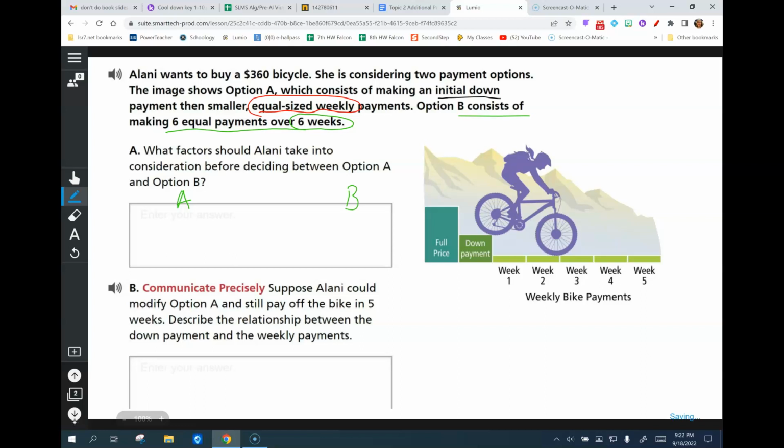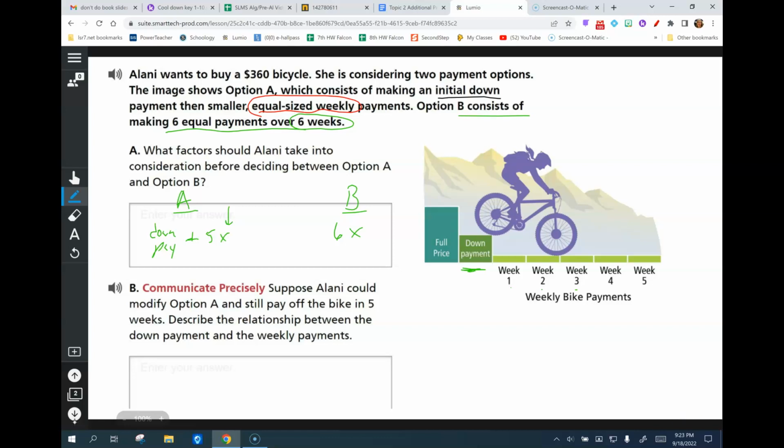Okay, so factors that Lonnie could take into consideration. These are just your opinion, a lot of things. So one, does she have the money to make the down payment? And which one is cheaper? And so you might compare. This one has a down payment. And then how many equal payments until then? So she would have 5 equal payments. We don't know what that payment would be. Whereas plan B has 6 equal payments. So it just depends on what money she has available, but that's what we'd be looking at.